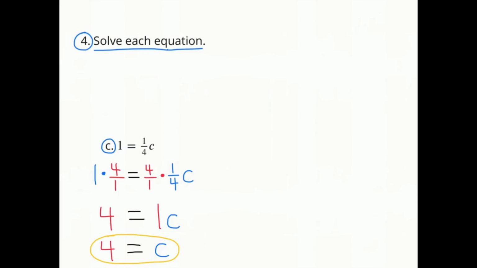c. 1 equals 1/4 c. Since we're solving for c, we're going to have to multiply both sides by the reciprocal of 1/4, which is 4, or 4 over 1. 1 times 4 over 1, or 1 times 4, is 4, and the reciprocal of 1/4 times 1/4 equals 1. So we're left with 4 equals 1c, which is the same thing as 4 equals c, or c equals 4.